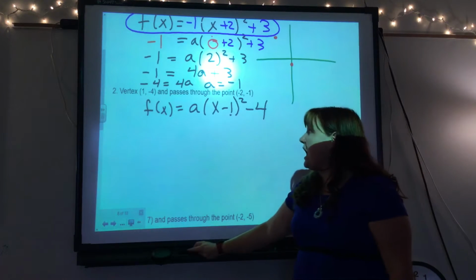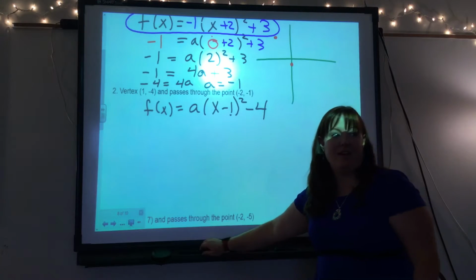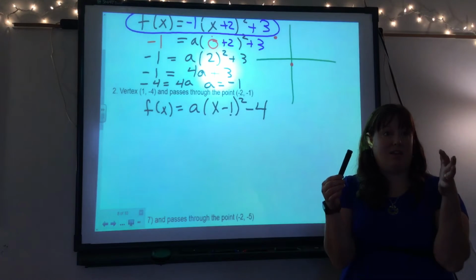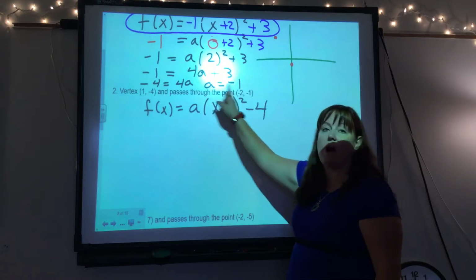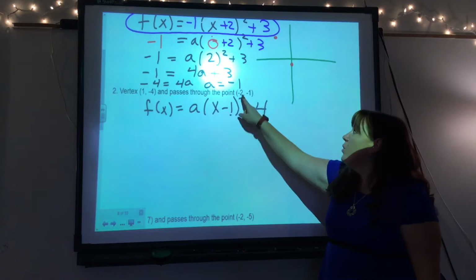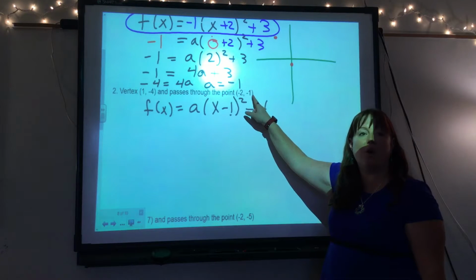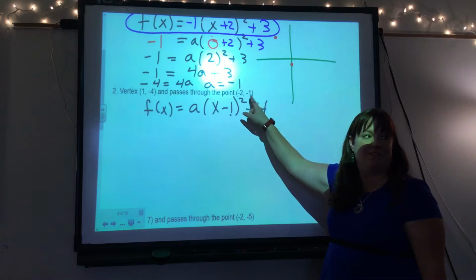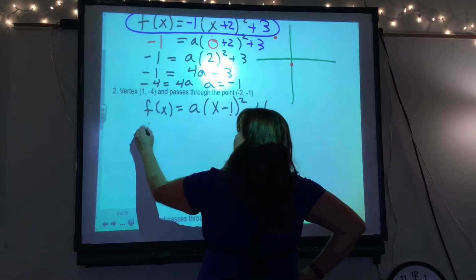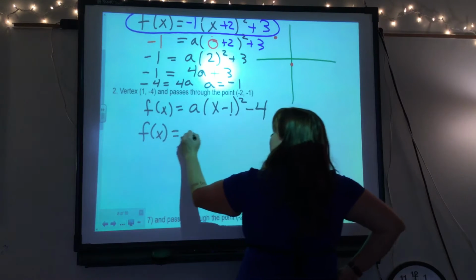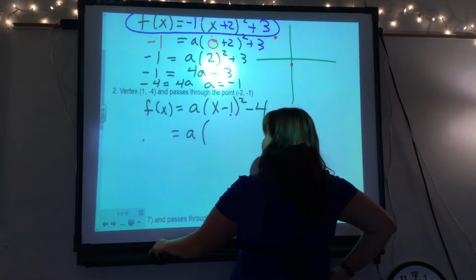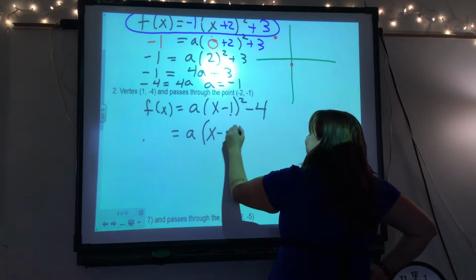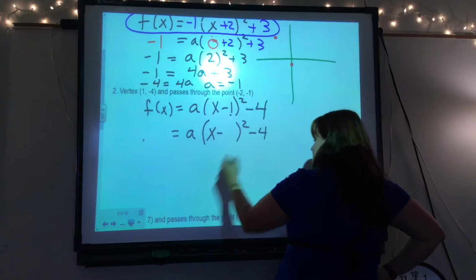Now we have to find A, and to do that, we take this point and put the x in the x, the y in the y. Because in this parabola, when x equals -2, y equals -1. So, squared. That would just be 9.